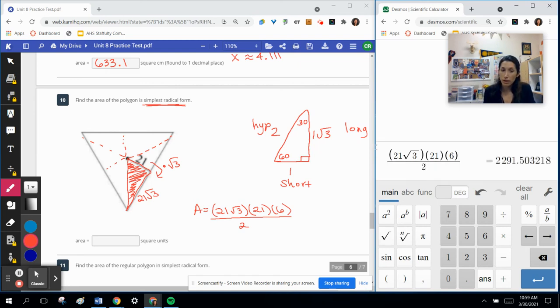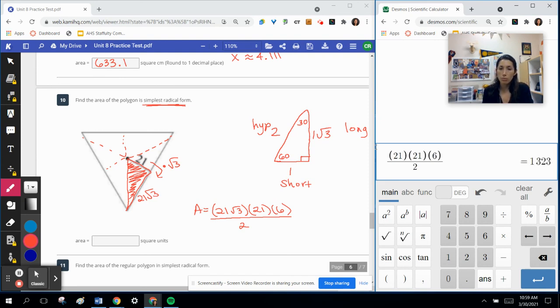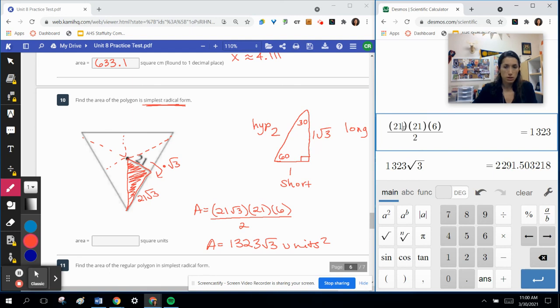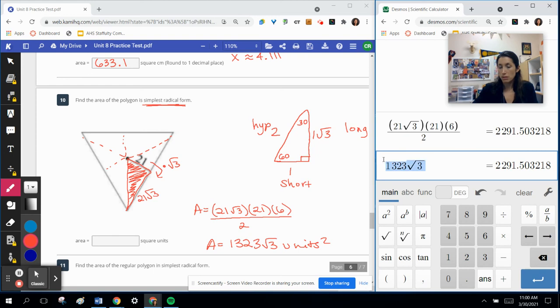So we don't want it in decimal format. We actually want it in simplest radical form. We want the exact answer. So what that means is we've got to get rid of this square root of 3 here. So we don't want to multiply that out. So our area in exact format is really 1,323 square root 3 units squared, or square units, we'll call it. Okay, so just notice that that is the same exact answer, 1,323. That is the same answer as this one here as well. So these are the same decimal format, but this is just what we would call simplest radical form.